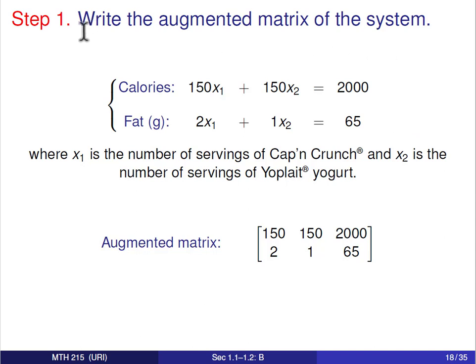So step 1 is to write the augmented matrix of the system. We had talked about in the first video, the augmented matrix that goes with this system of equations looks like this. We've just recorded the coefficients from each equation and the right-hand side in a single matrix. And this is where we start in our technique.